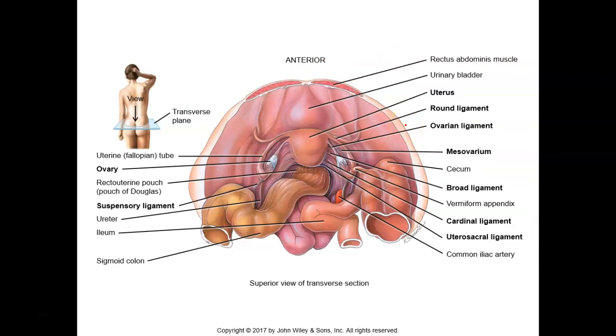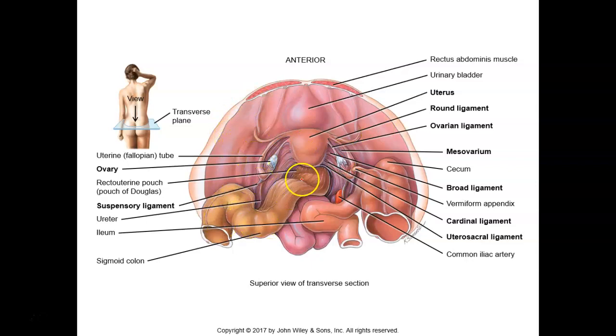So, here's a top-down view. The first few slides I've kind of flown through. The next couple of slides is where we're going to get into the detail of each individual structure. But when we look at where the ovaries are and where the uterus is, we can get an idea of the location of it. Right here, we are looking from a top-down view. This is a superior view into the pelvic cavity.